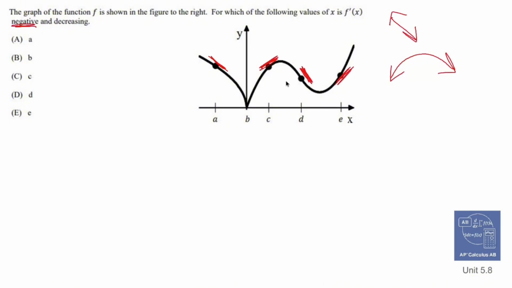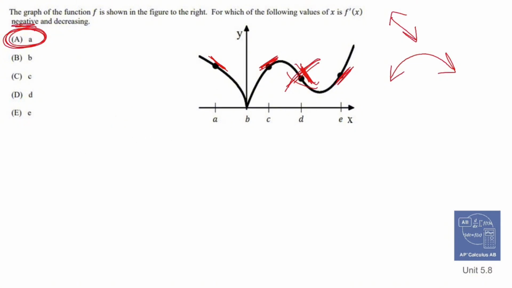Oh, no, I take it back. D is not concave down. D is an inflection point. So the only one I can choose is A, because A is the only spot that is concave down and also decreasing. So kind of a bizarre problem. Boy, does that look awful.